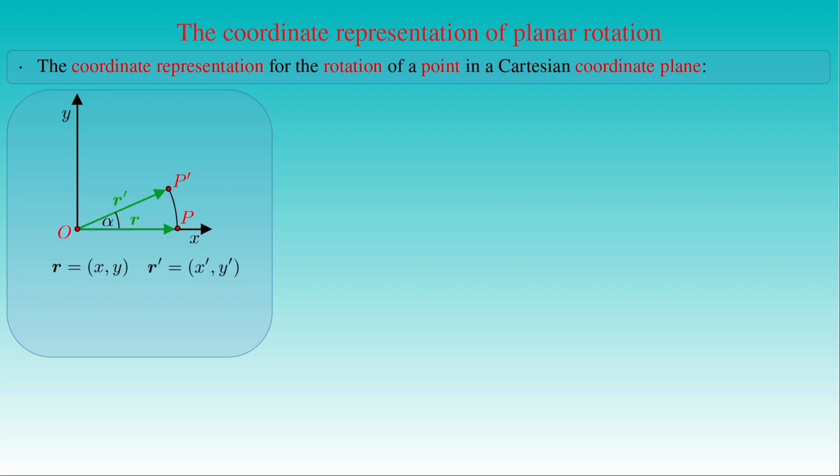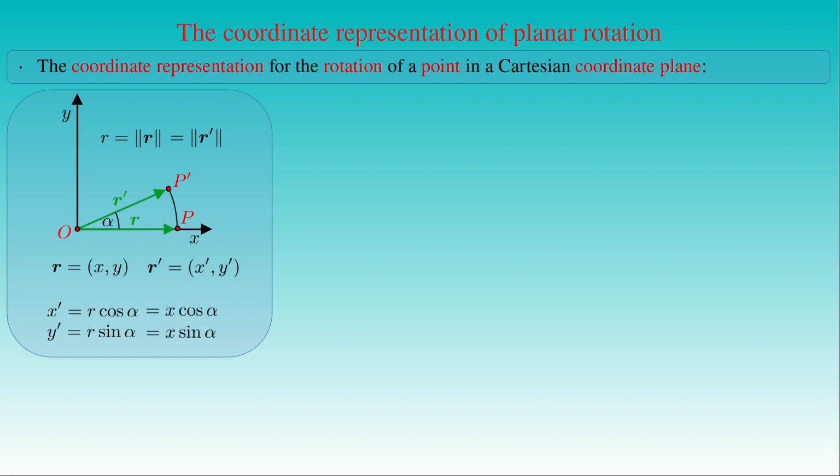Since we rotated the position vector r about the origin O, its length is equal to the length of the position vector r'. As a result, we can write the x-coordinate of the point P' as the magnitude r times cosine alpha, which is equal to x times cosine alpha. Similarly, the y-coordinate of the point P' is given by the magnitude r times sine alpha, or x times sine alpha.